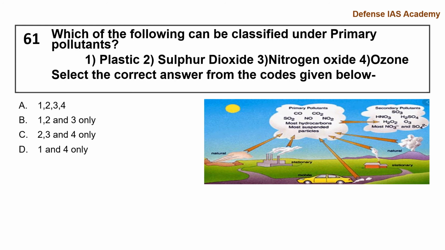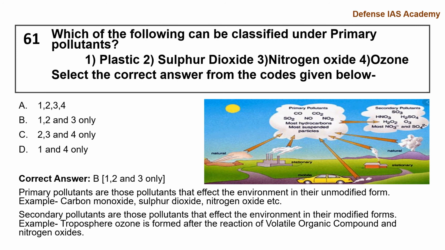The question 61. Which of the following can be classified under primary pollutants? 1. Plastic, 2. Sulfur dioxide, 3. Nitrogen oxide, 4. Ozone. Select the correct answer from the codes given below. The correct answer is option B, 1, 2 and 3 only.